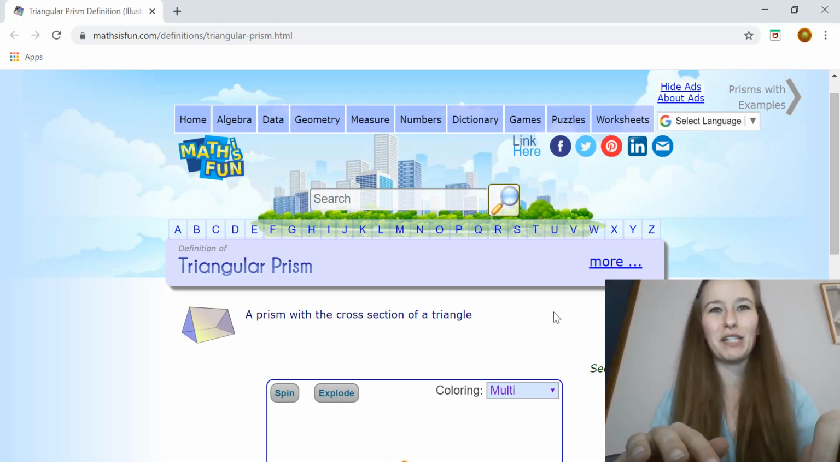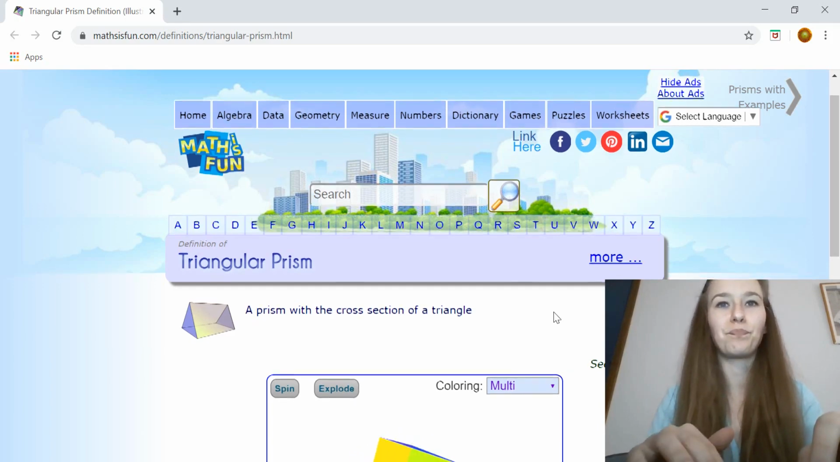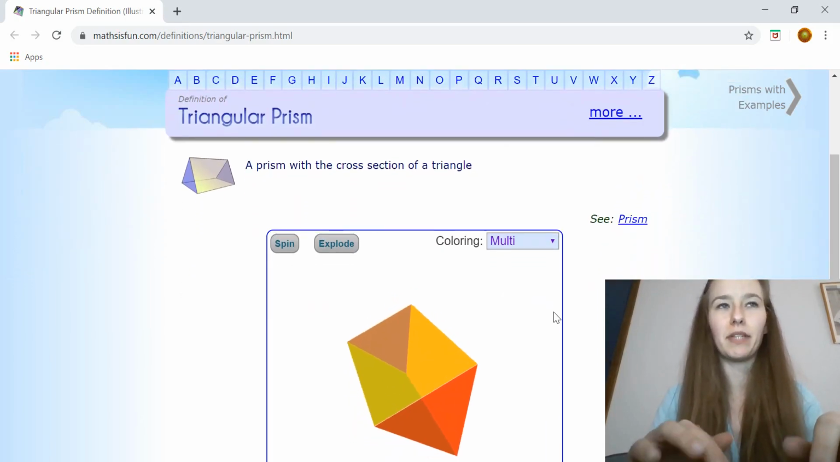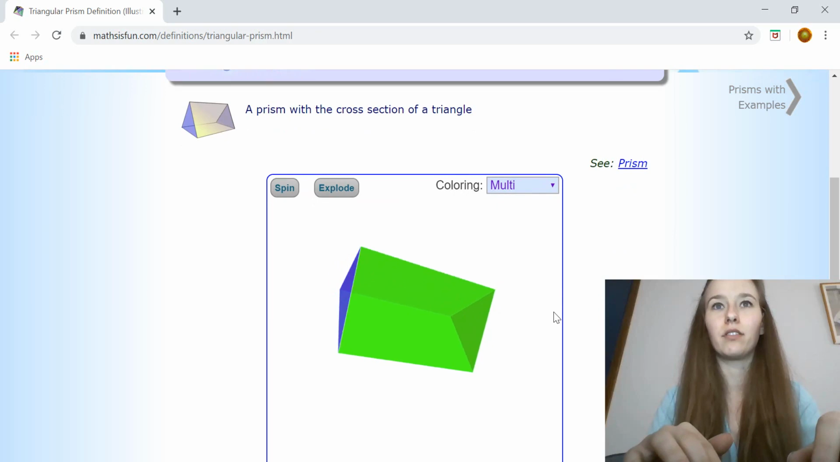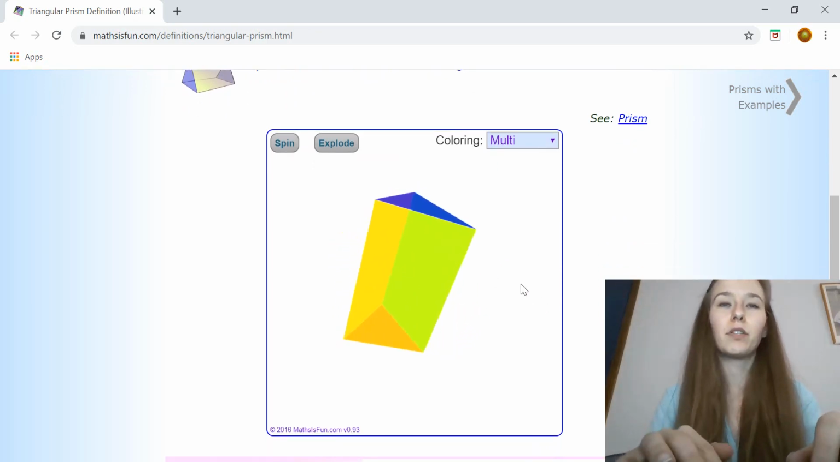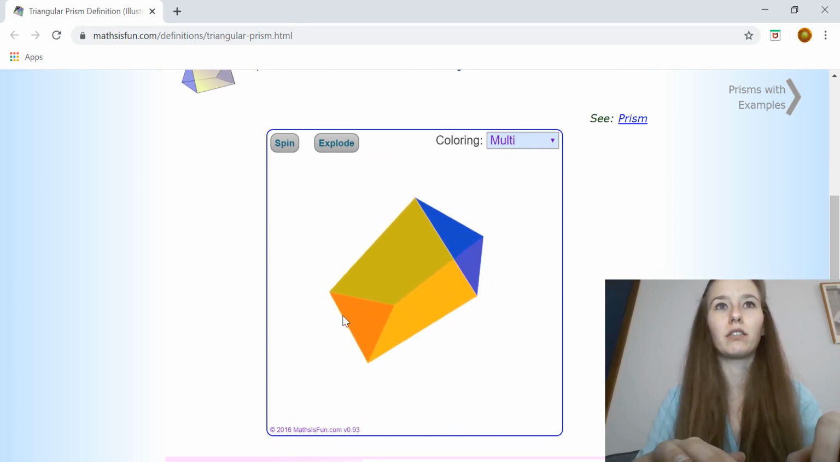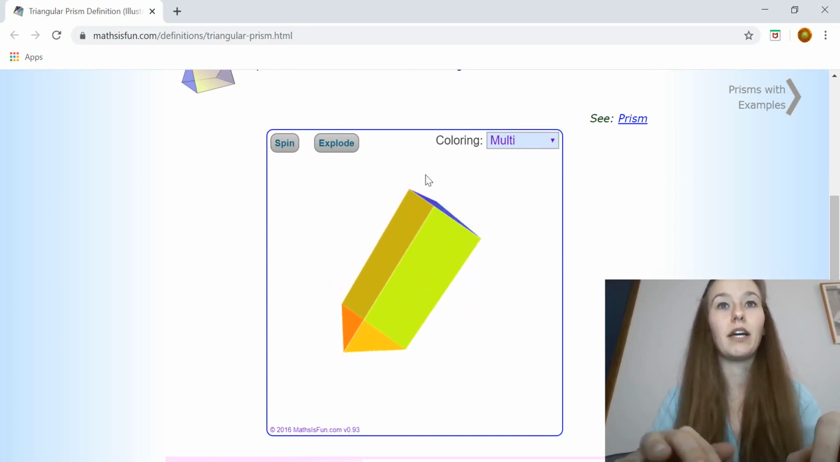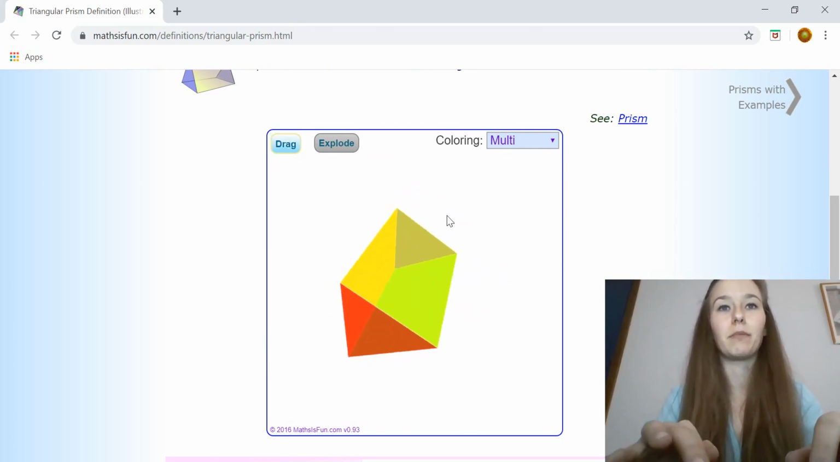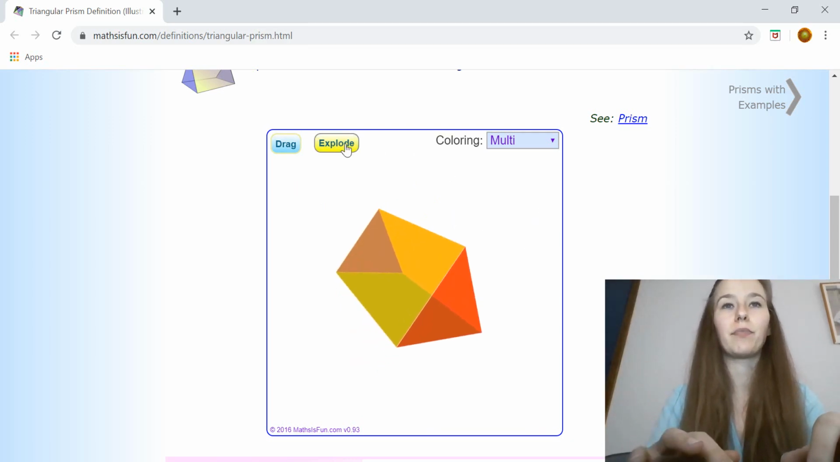A triangular prism is a prism that has the base of a triangle. So this is the website as shown below on our lesson. So here is a triangular prism and the bases are triangles, and they are parallel to each other. So if I pause it, I can go ahead and see.